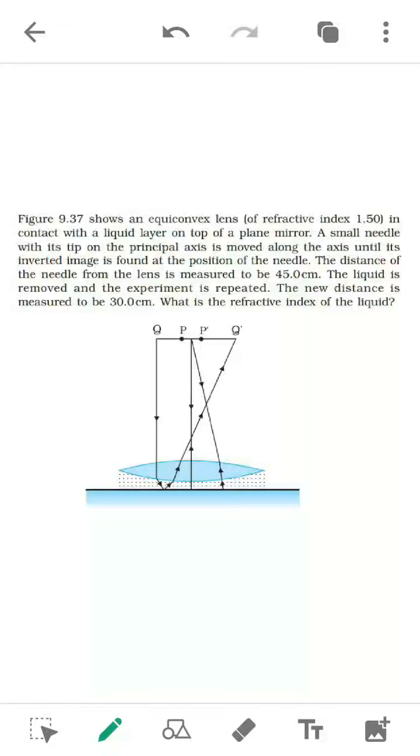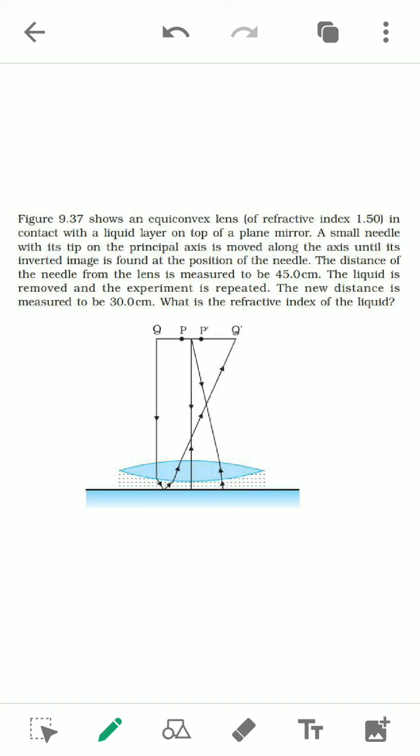All of you go through this question. See this question. Here two lenses are there. One is a convex lens and the other one is a plano concave lens, that is a liquid lens. It is given that for the combination of lenses, that means when the convex lens and the liquid lens are in contact, that time the object and the image are formed 45 centimeter from the surface of the mirror.